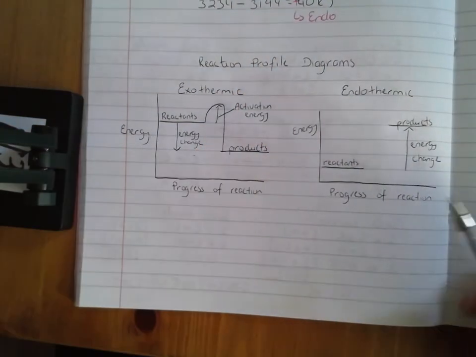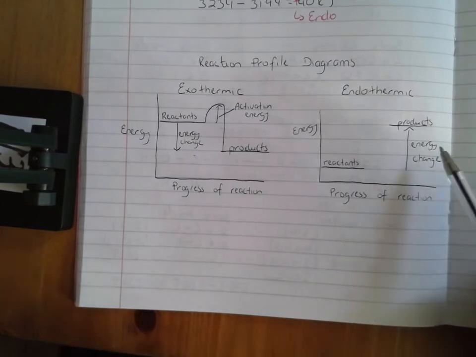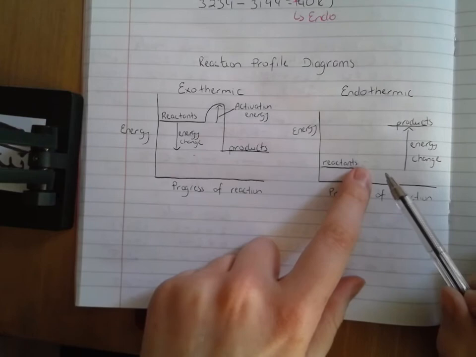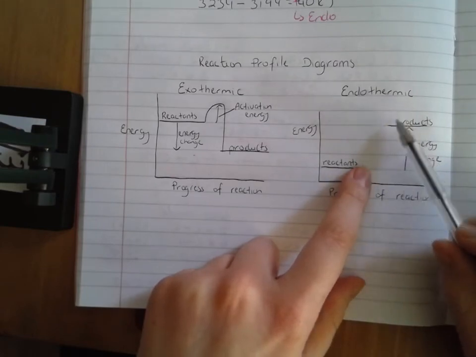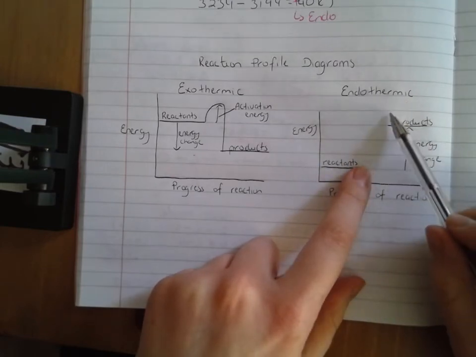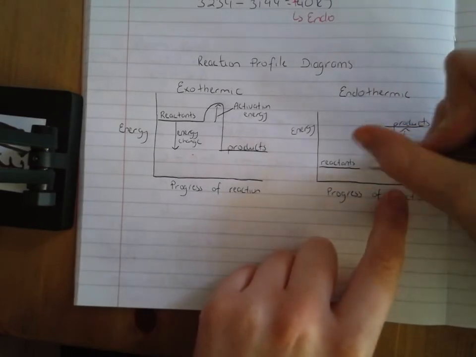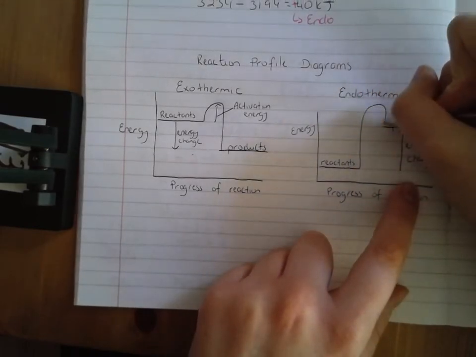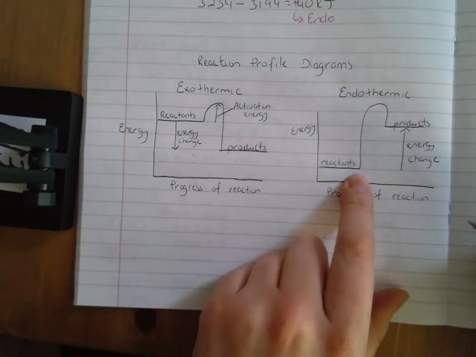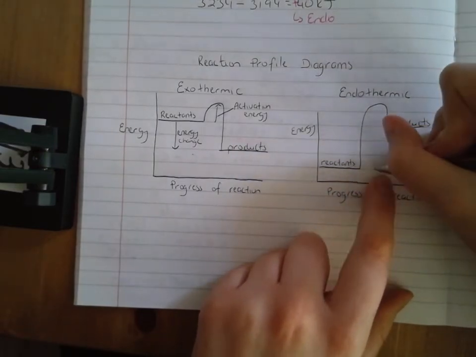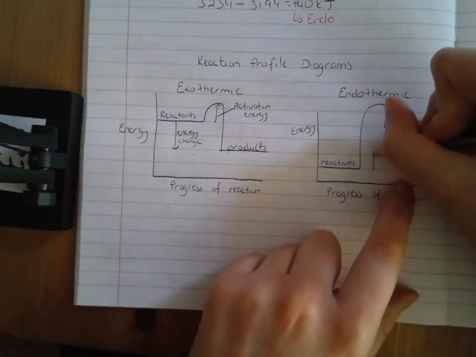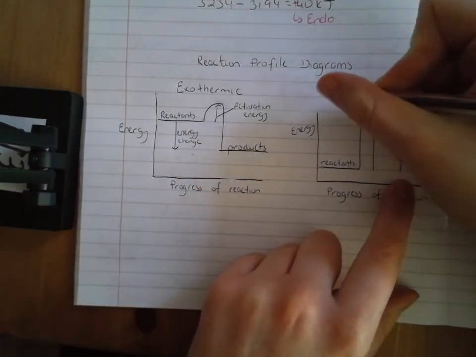On my endothermic reaction, the rule is still the same. I'm starting with my reactants and I'm going up higher and then to my products. So I'm going to start down here. And if I'm labeling my activation energy, I'm starting that arrow with my reactants just as I did over here, and I'm taking that arrow to the top of the hill.